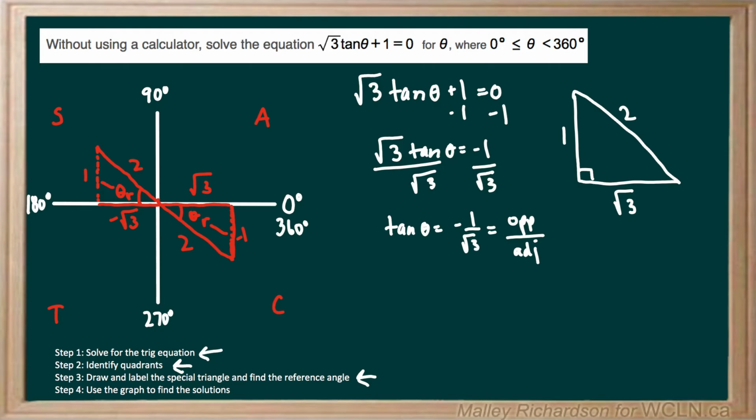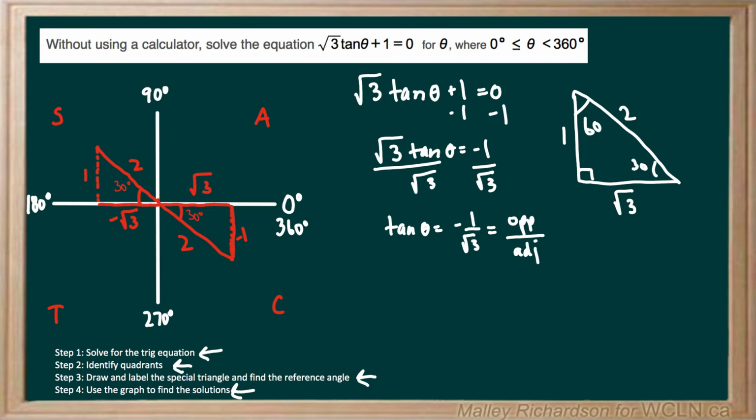Now of this triangle, we know that our angles are 30, 60, 90. 30 degrees is directly opposite from the length of 1, and 60 degrees is directly opposite from the length of root 3. Now looking at our graph, we can see that our reference angle is directly opposite from the side length of 1, which means our reference angle must have a value of 30 degrees. Now that we found the value of our reference angle, let's find our solutions.